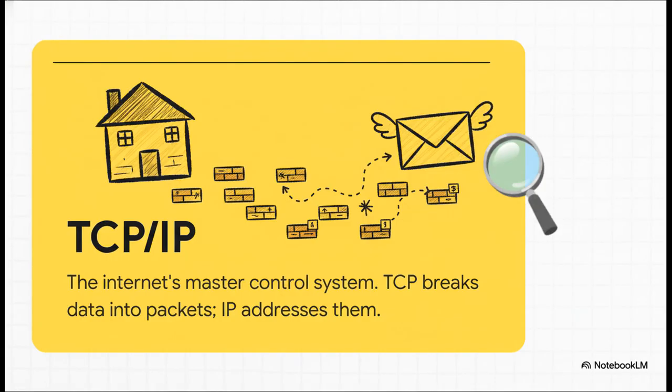So what's the rule book for all this chaos? It's a set of protocols called TCP/IP. You can think of it as the internet's master control system. If we stick with our house analogy, TCP is the construction foreman. It's the one that carefully breaks the house into a number of bricks, we call them packets, and keeps track of them. Then, IP is the postal service. It's the part that slaps the correct address on each and every one of those bricks to make sure they all get sent to the right place.